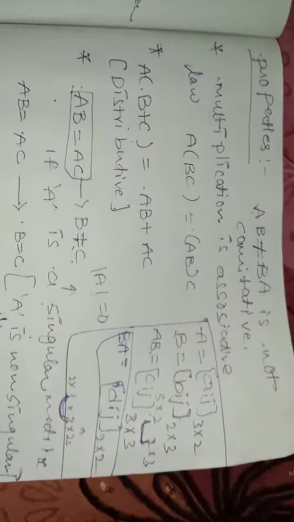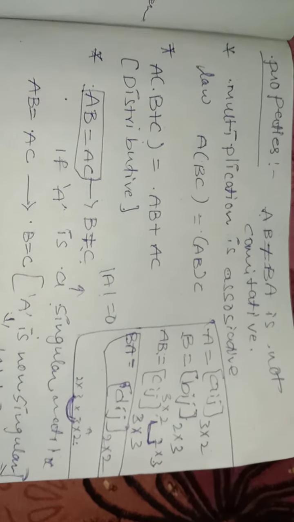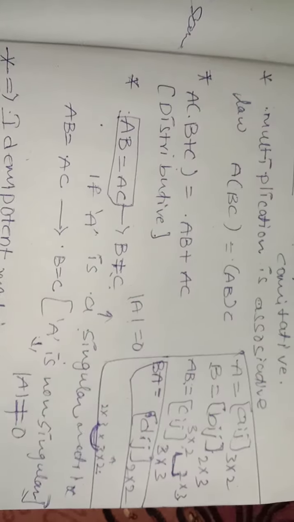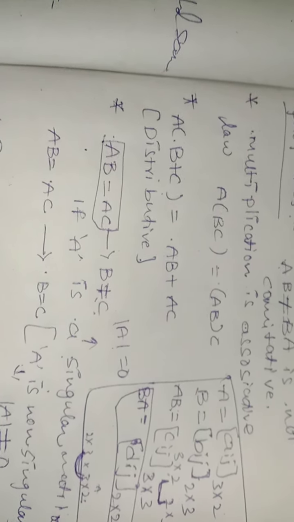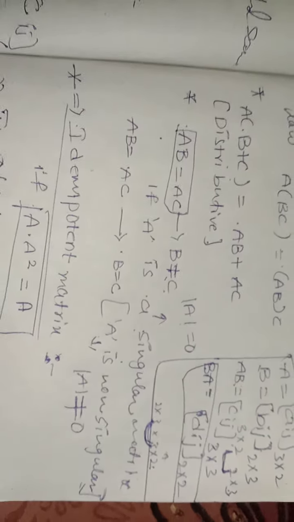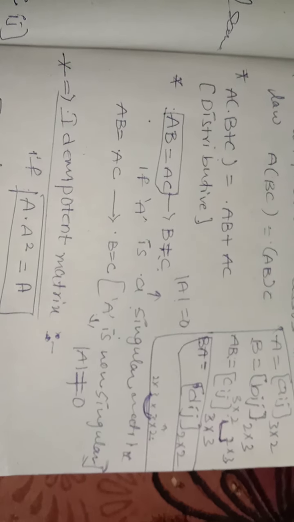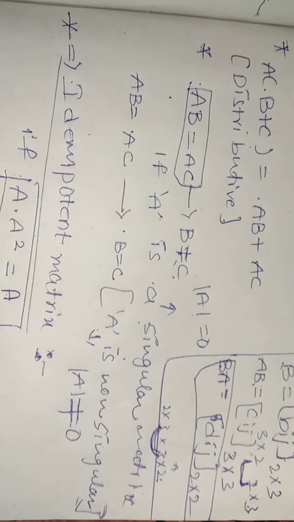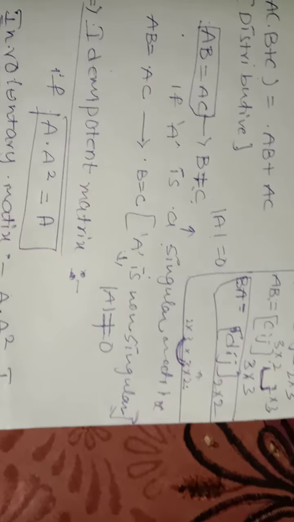Okay, and next, the properties of multiplication of matrices. It does not obey the commutative law, and it obeys the associative law. Here A into BC is equal to AB into C, and it obeys the distributive law, that is, A into B plus C equals AB plus AC. Then in the condition AB equals AC, B is not equal to C when A is a singular matrix. In the same condition AB equals AC, B equals C when A is a non-singular matrix.